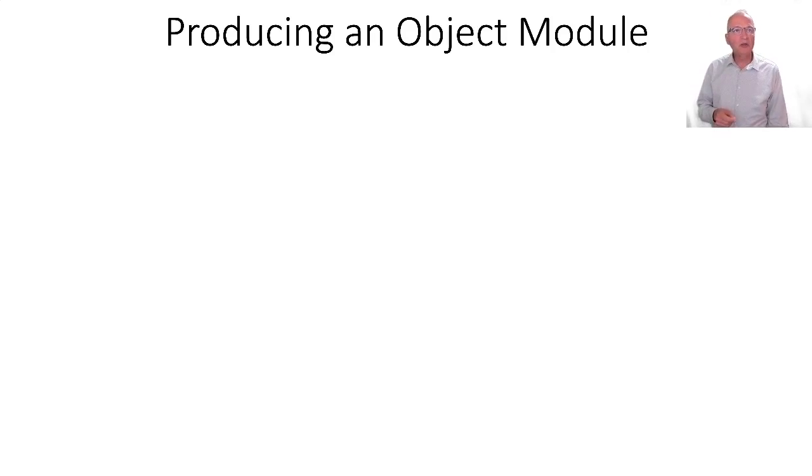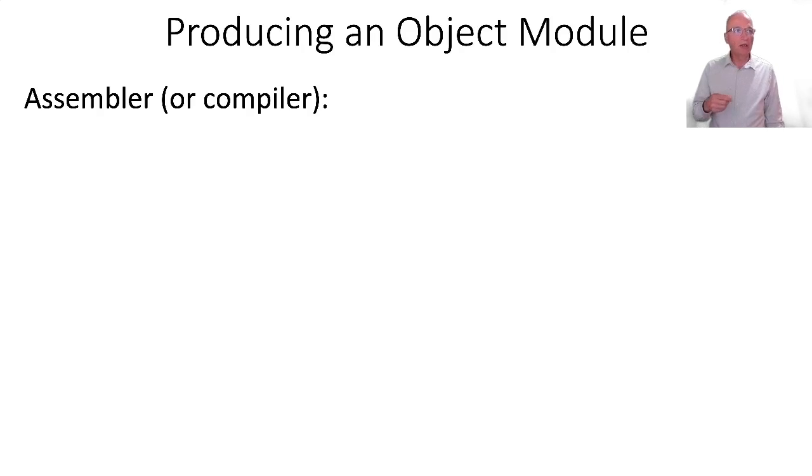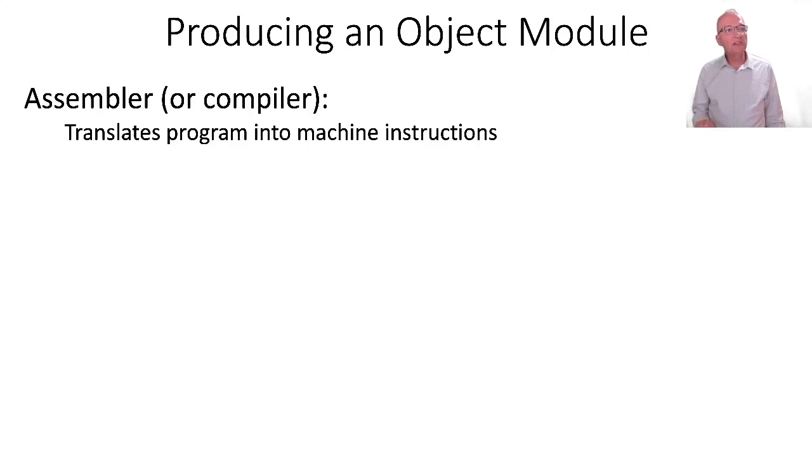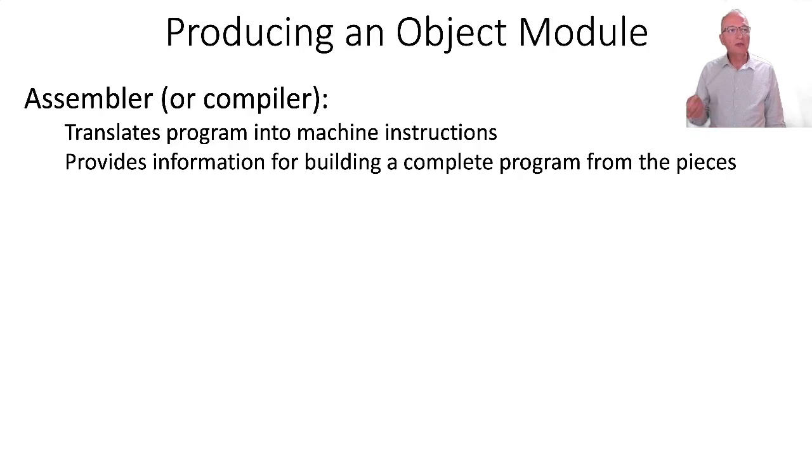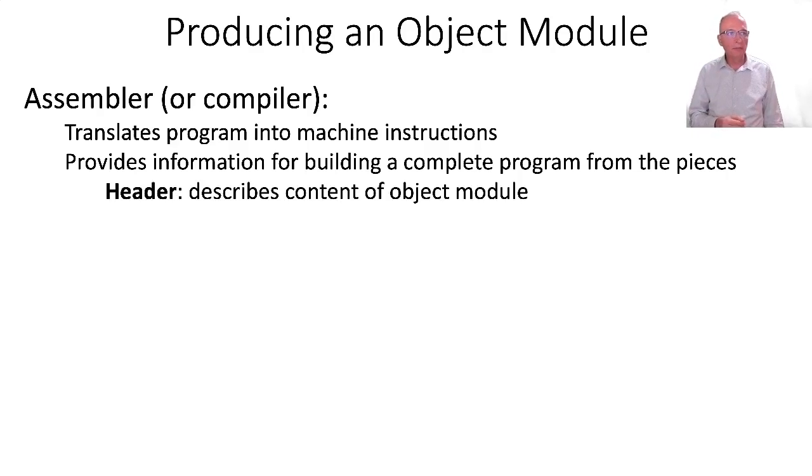How do we produce an object module? The assembler or the compiler will translate the program into machine instructions and will provide information for building a complete program from the pieces that got assembled. For example, in C, you may have each file producing one piece, and then you're going to have a complete program built from these building blocks.